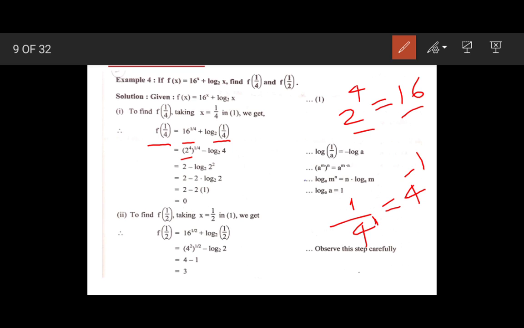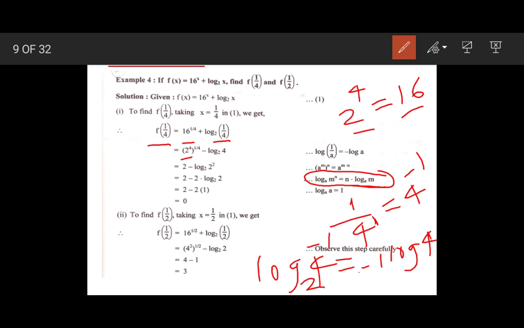And we know that log m raised to n, that is equal to n into log m, right? So this term is log 4 raised to minus 1 to the base 2. So that will be minus 1 into log 4 to the base 2. Minus 1 is simply written as minus. So minus log 4 to the base 2.